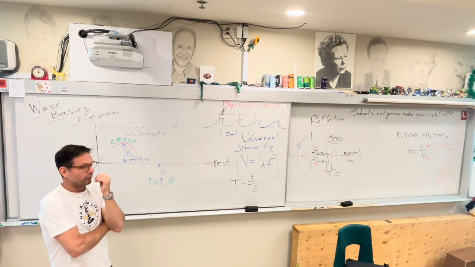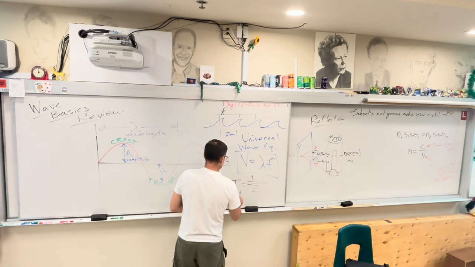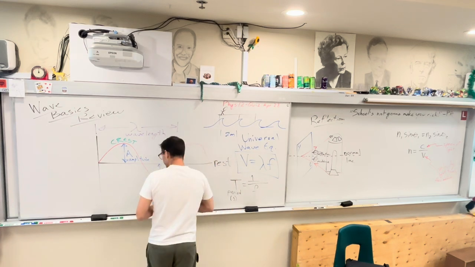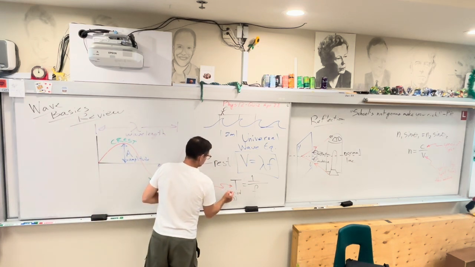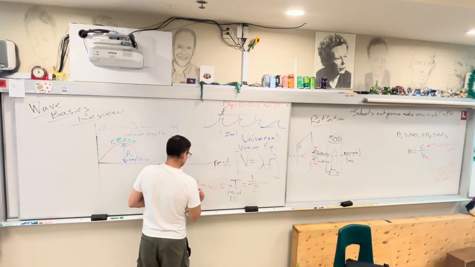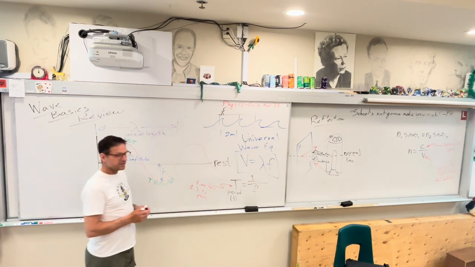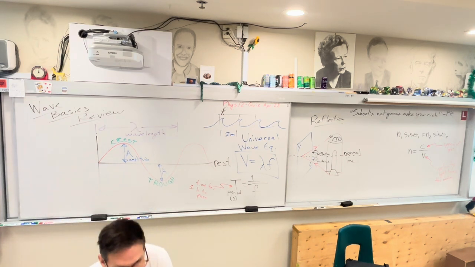Wait, what is T? Period. Period of what? The period is the time for one wavelength. Is it 1 over the frequency? Yep. Is there an inverse equation or no? No, not really. The period is the time for one wavelength to pass. So, wait for me to write it down.